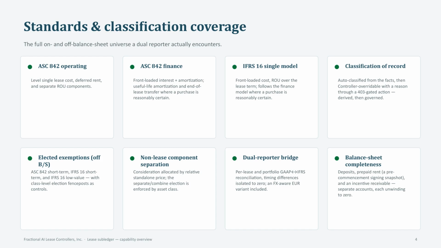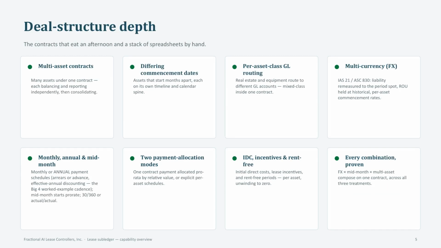Derived, then governed. The elected exemptions are here too, short-term and IFRS low value, with class-level election fence posts as controls. And the dual reporter bridge reconciles GAAP to IFRS per lease and across the whole portfolio, with the timing differences isolated to zero. Then the contracts that eat an afternoon and a stack of spreadsheets by hand.